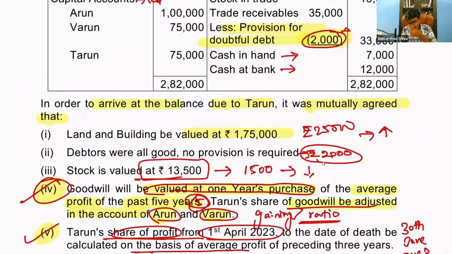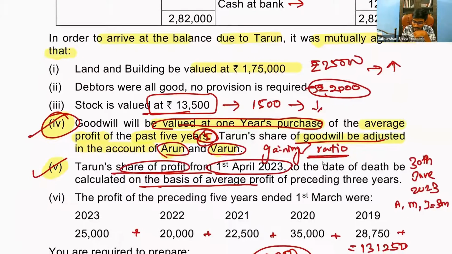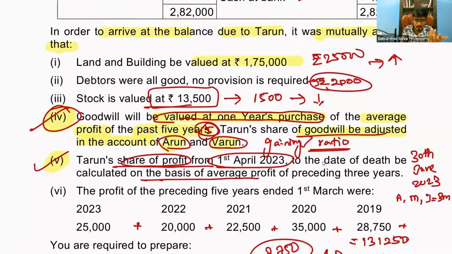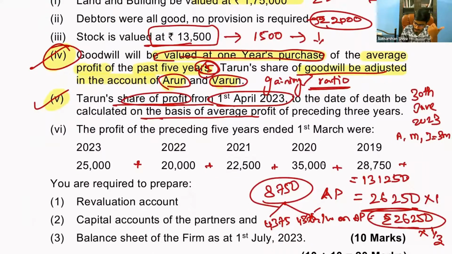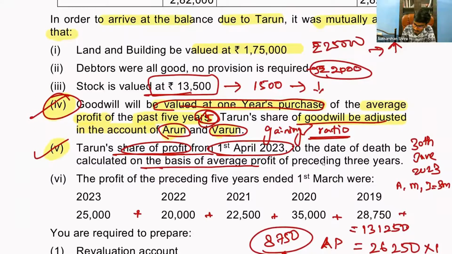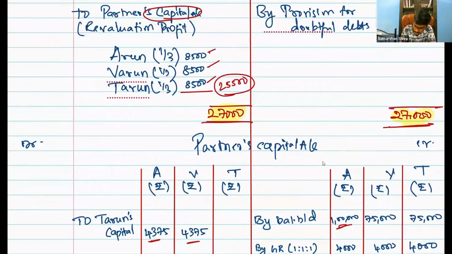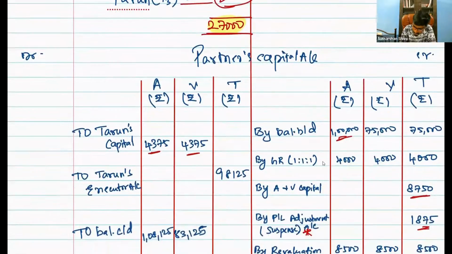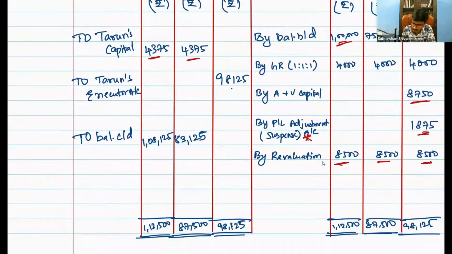There will be two assumptions. If you want, you can transfer it to the loan account, or you can assume it and transfer it to an executor's account. So here, 998125 will go to Tarun's executor account, or if you want to write it again, Tarun's executor loan account.